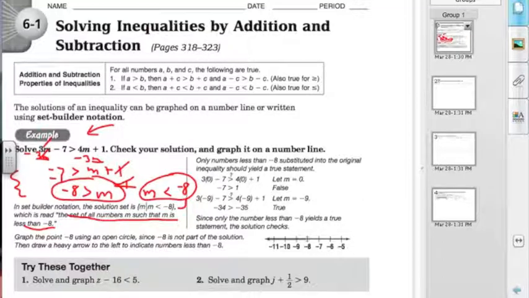Now, we want to graph it. So we come over to the number line, we find negative 8, and we put a circle around it. And we want all numbers less than that, so we're going this way. Now the question is, is that open or closed? Remember, you want it to be open because you do not want to include negative 8. You just want all the numbers less than that.